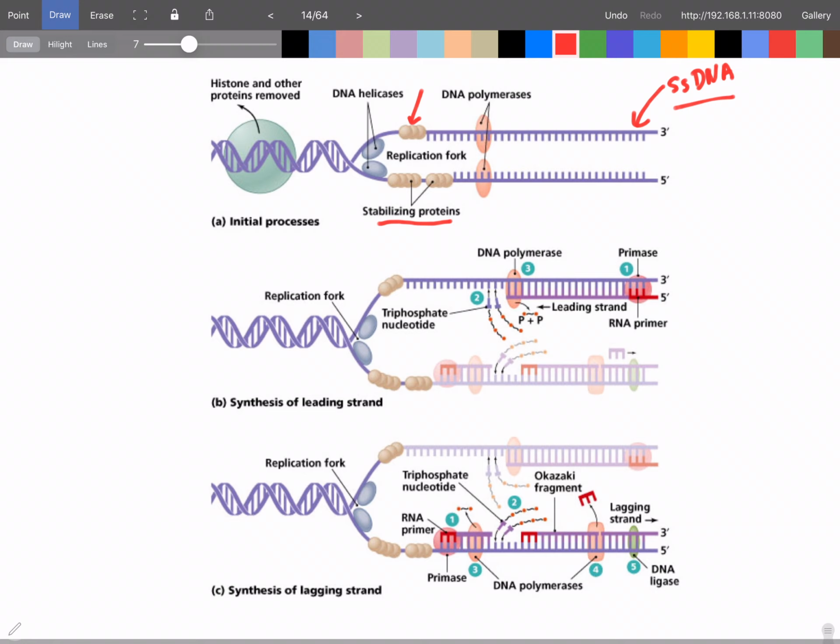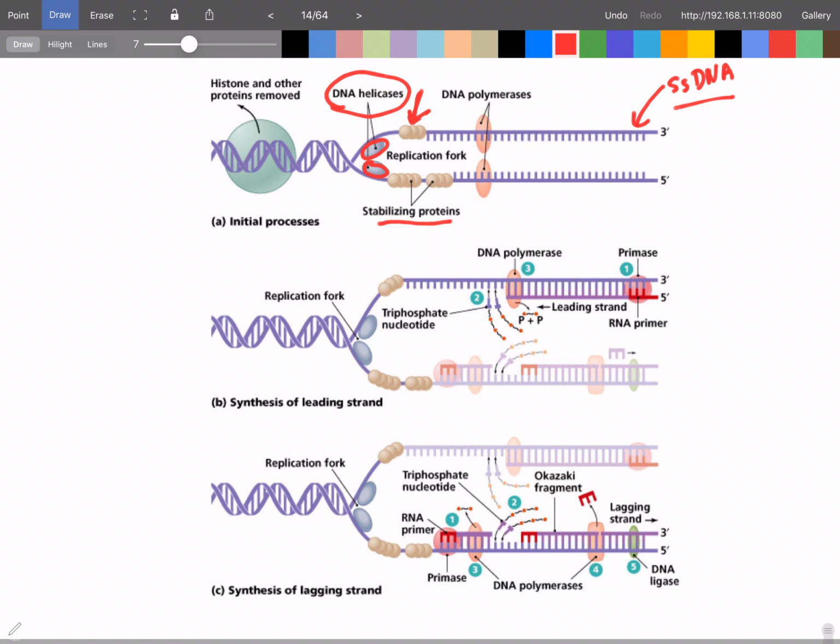Now, ahead of the stabilizing proteins are enzymes that unwind the DNA. They're called DNA helicases. Okay, so a helicase functions to unwind. So these two enzymes are unwinding, and then behind them, these DNA stabilizing proteins or single-stranded DNA binding proteins are coming in and preventing those hydrogen bonds from reforming. Okay, so then what happens?